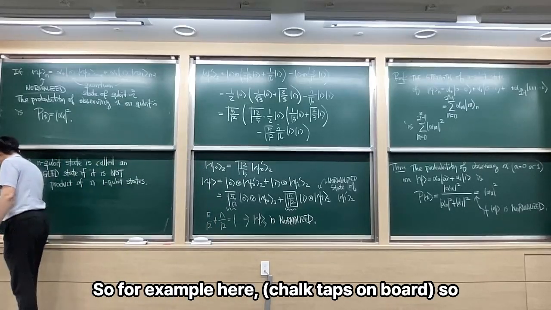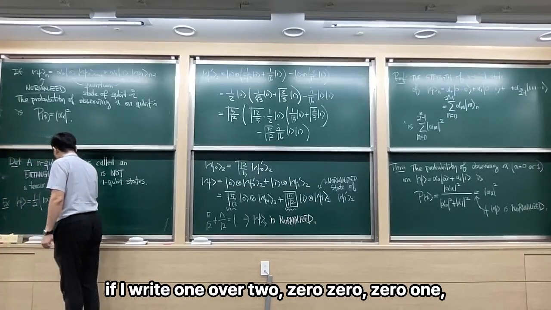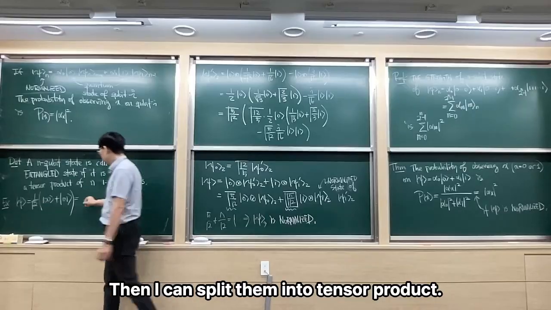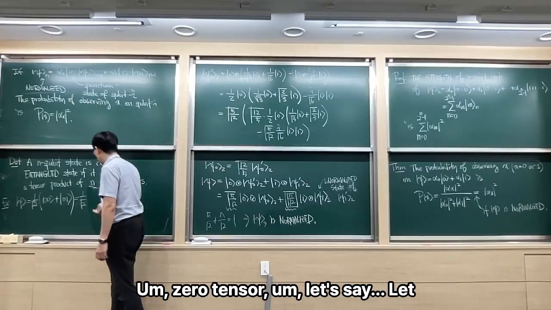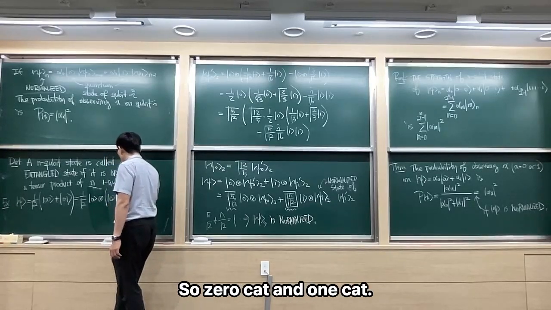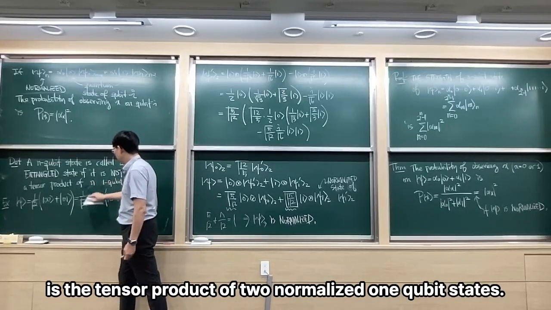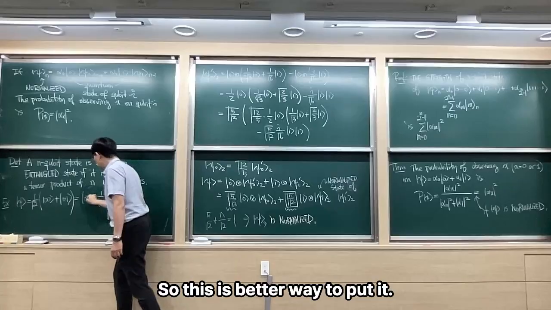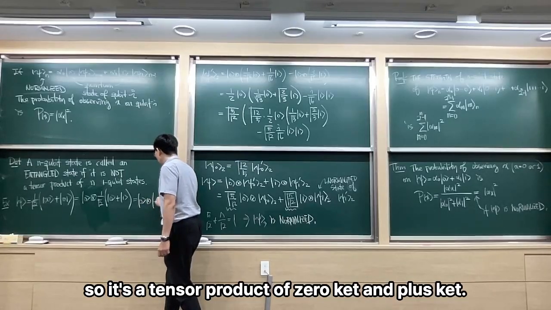So for example, here, if I write 1/√2 (|00⟩ + |01⟩), then I can split it into a tensor product: |0⟩ tensor |1⟩ ... let's say I just mention it this way, 0 ket and 1 ket. Actually, this is normalized, so a better way to put this is the tensor product of two normalized one-qubit states. So I should put the 1/√2 inside the tensor product. This is a better way to put it. And as we defined it, it's a tensor product of 0 ket and plus ket. Okay?